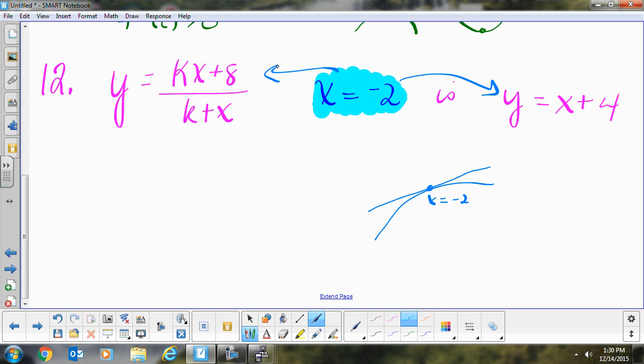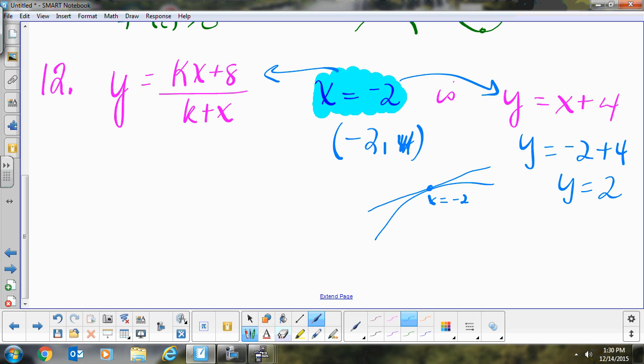Why would I not want to use this one? Because I got a y, a k, and an x. So y is equal to negative 2 plus 4, which is what? 2. So I've got the ordered pair negative 2, 2. If I've got an x and I've got a y, and that's occurring on the curve, where did I get 4? I don't know. Okay, so if that point is also on the curve, this is an x, this is a y. Does this allow me to go over here?